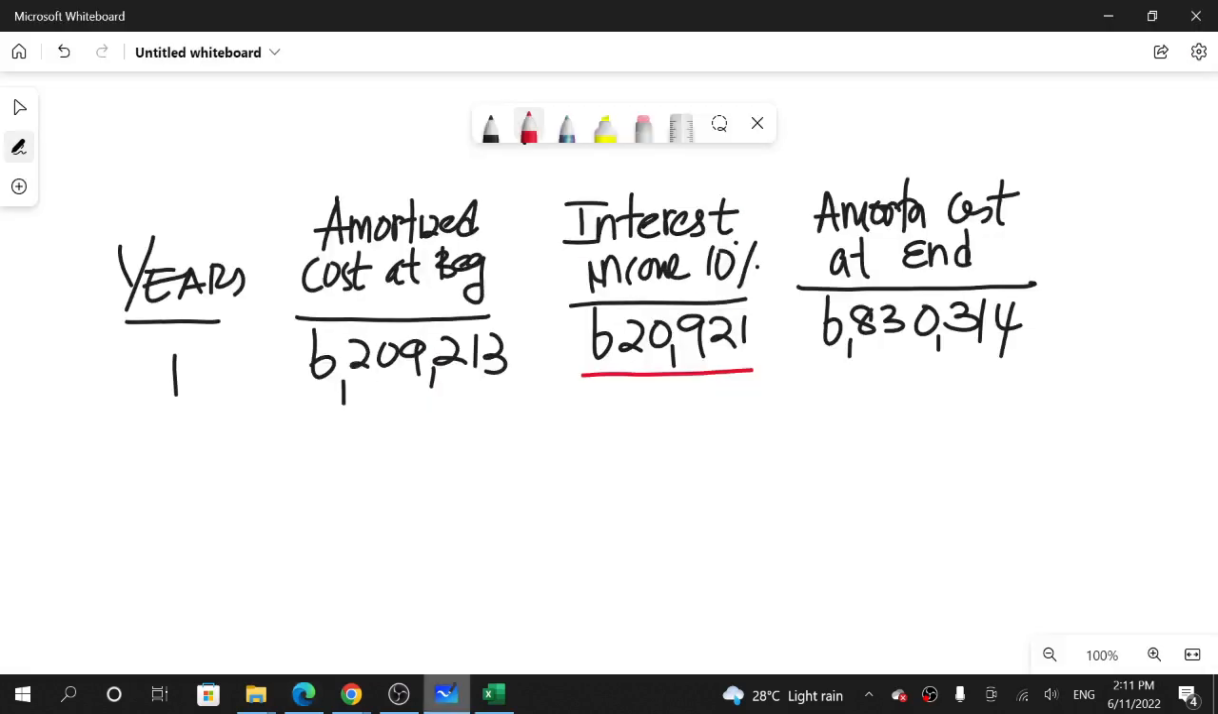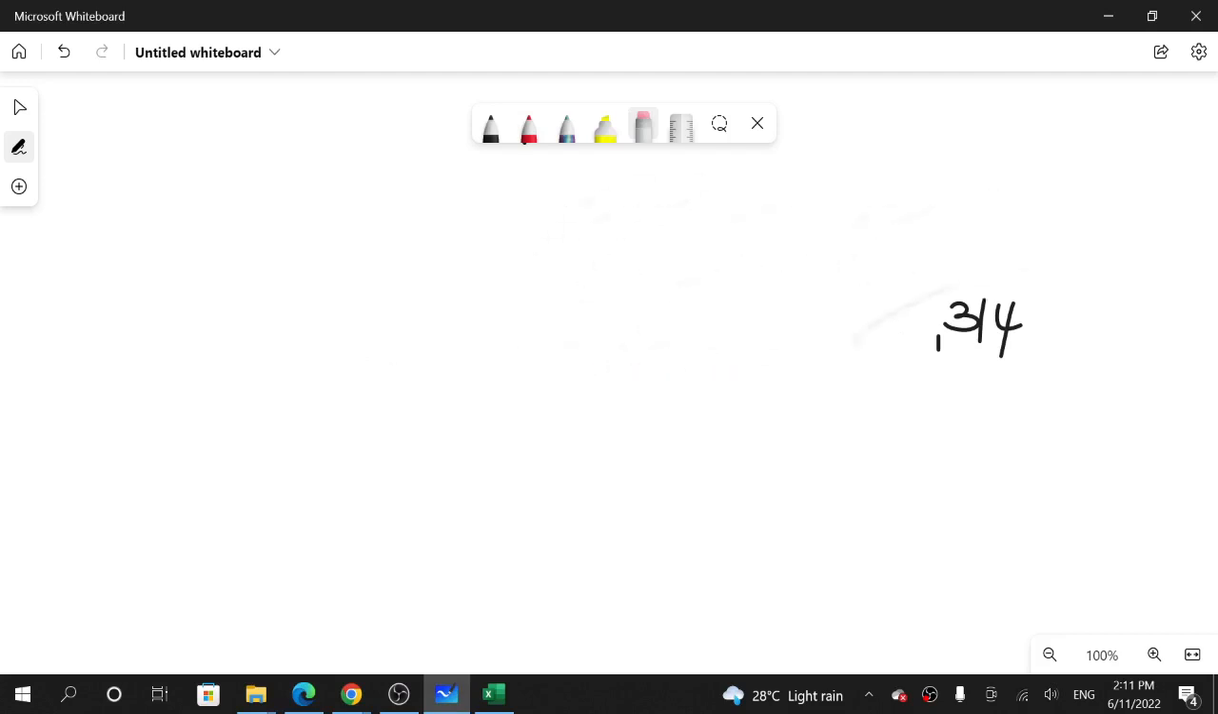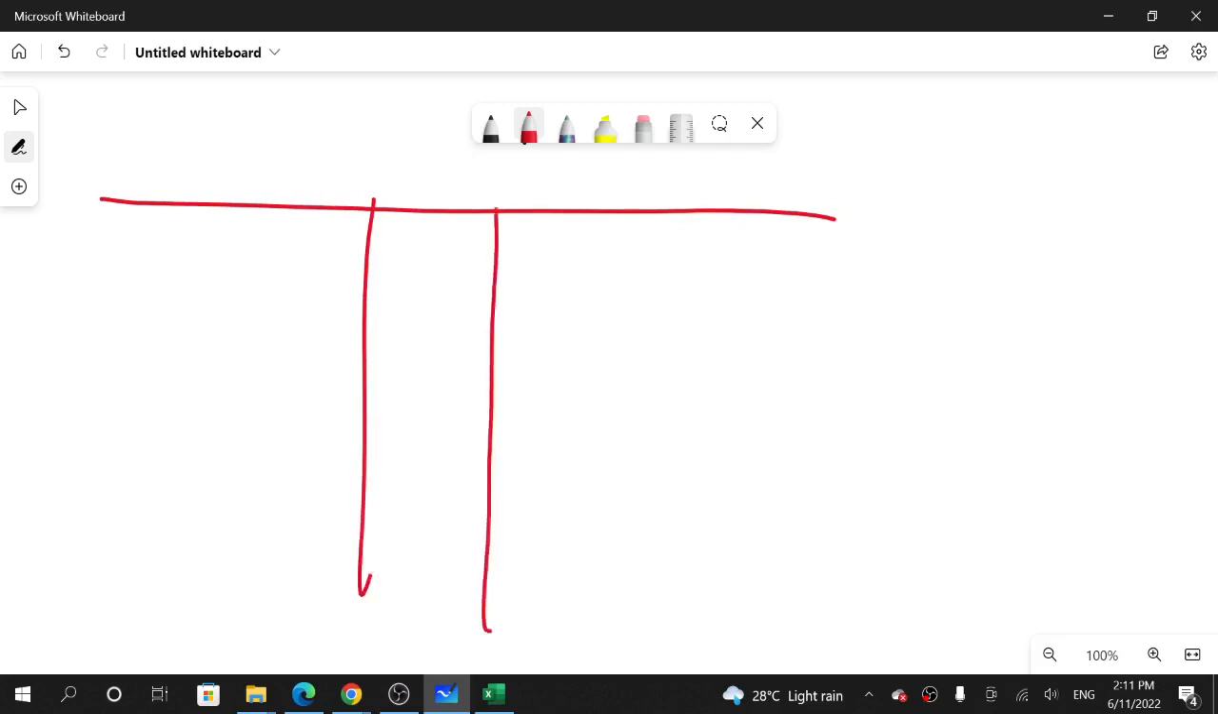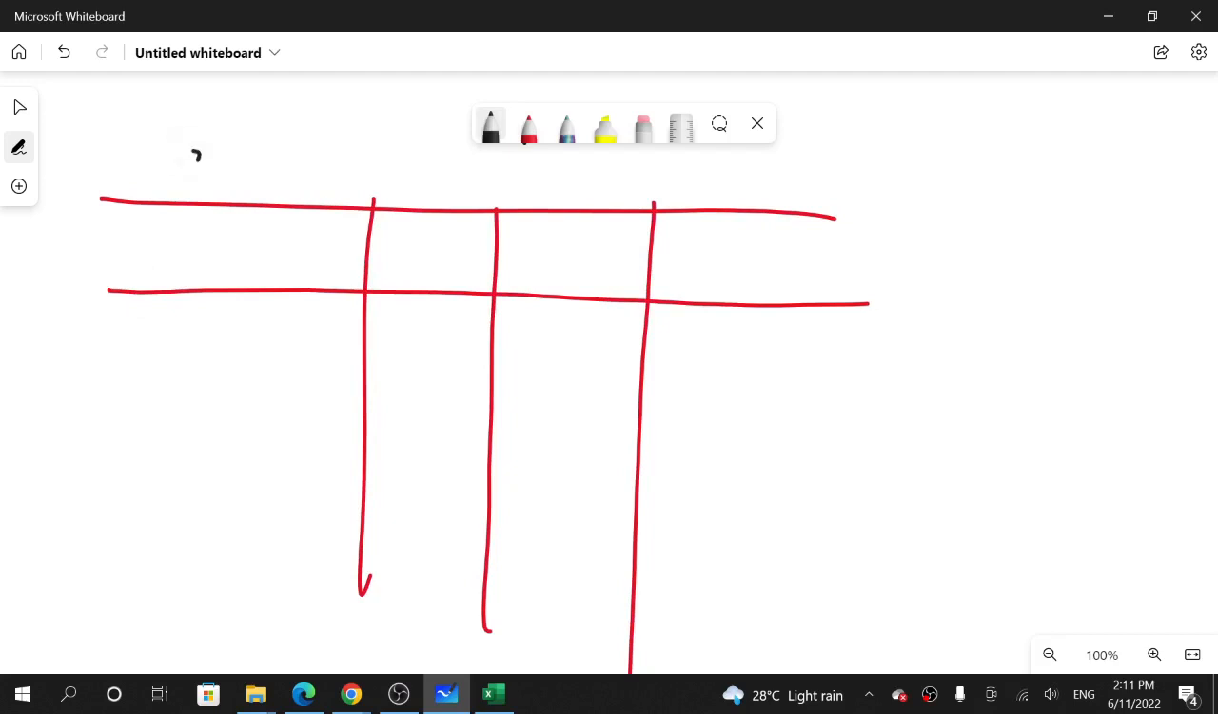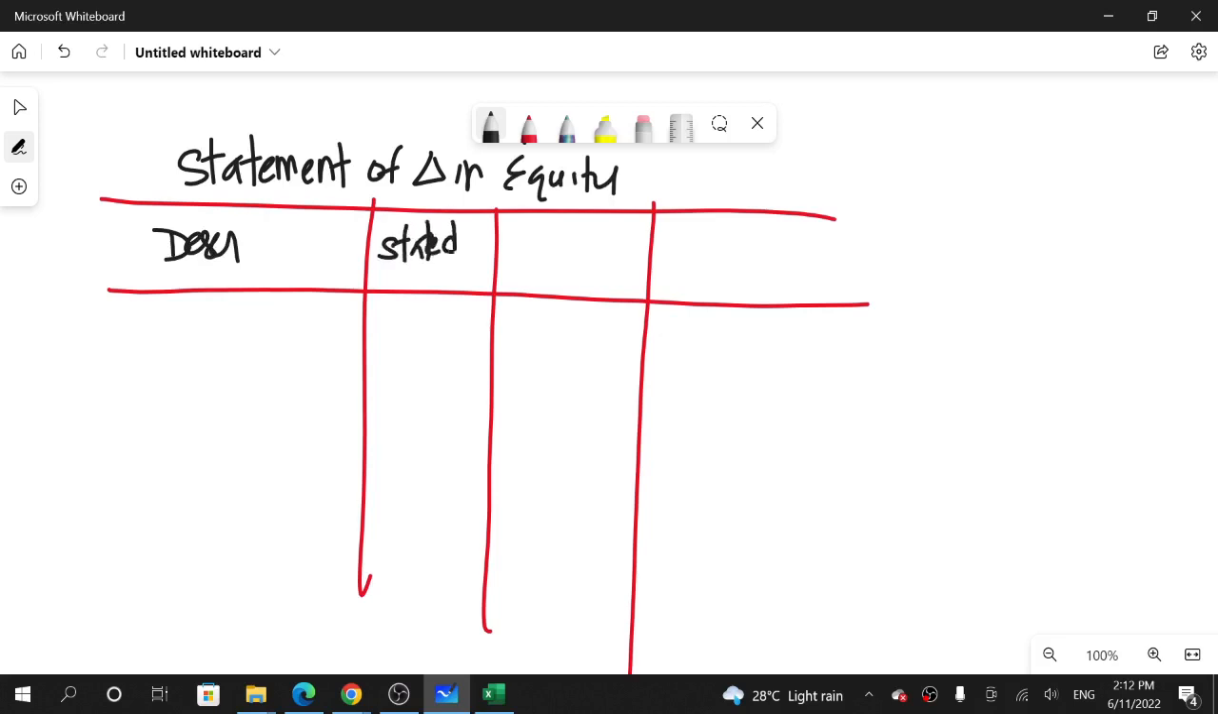If you go to the statement of changes in equity, you have the description here: stated capital, then other reserves, the other component of equity. Then you have retained earnings also. Now when you recognize that entry, where do you normally recognize it?